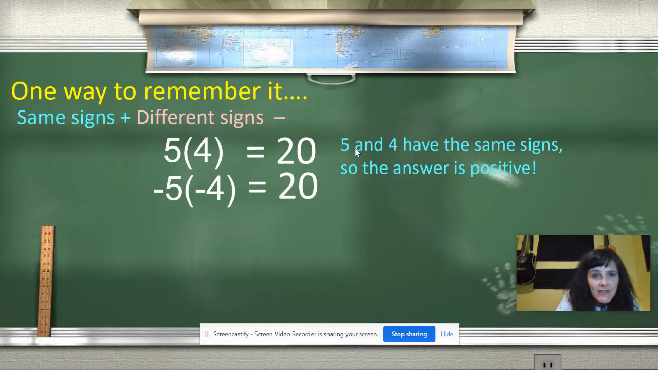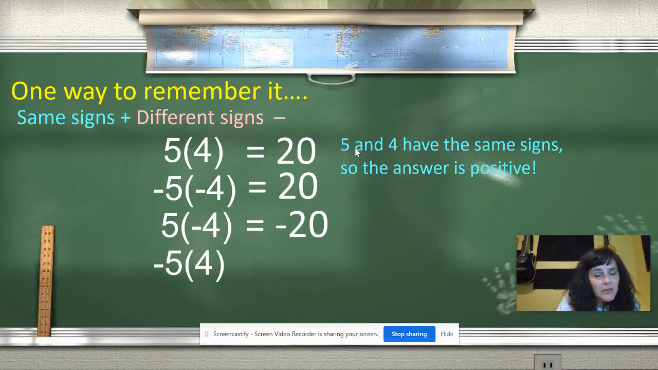Notice in pink there, it says if you have different signs, your answer is negative. So if I have a positive and a negative, or a negative and a positive that I'm multiplying or dividing, the answer will be negative. So let's look at an example. So 5 times -4. Are they the same sign? No, they're not. They're different signs, so the answer is negative.